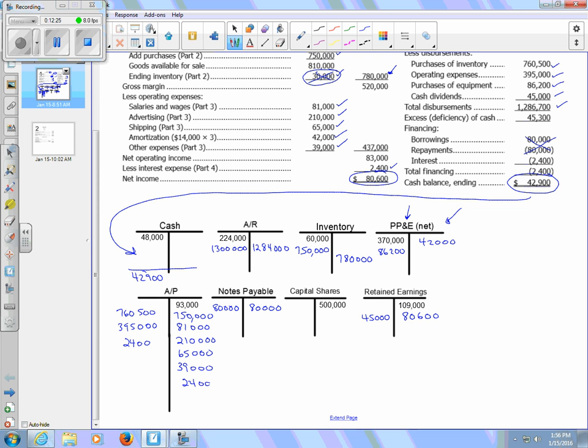So what I want you to do now is go through and calculate the balances of all of these T accounts for me, and we'll see if we can get a balance sheet that balances. It doesn't usually work the first time, and you have to go through it again until it does.